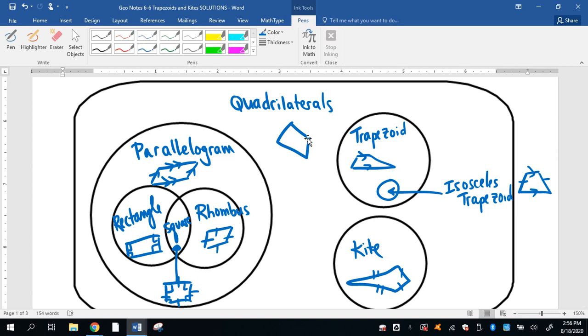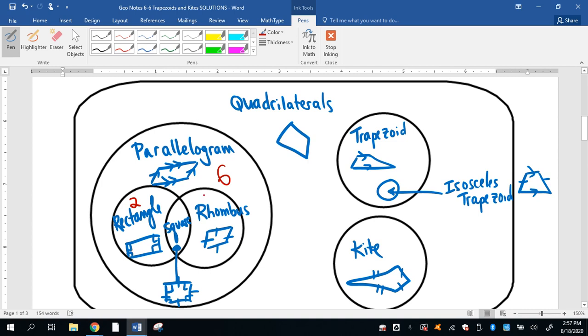So a quadrilateral, 4 sides. Parallelogram, it's a quadrilateral with 2 pairs of parallel sides. It has 6 properties, so I should write that down too. So 6 properties for a parallelogram. A rectangle is a parallelogram with 4 right angles, and it has 2 properties. It's that property which is the definition for right angles, and the diagonals are congruent.